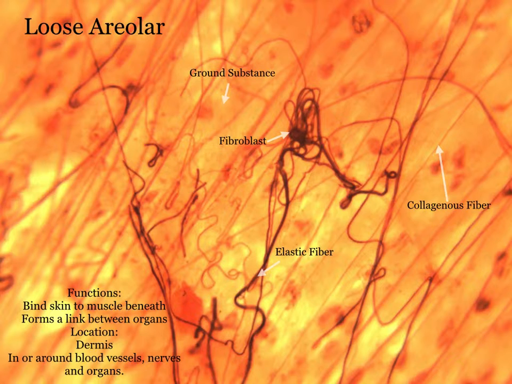Loose areolar tissue forms delicate thin membranes throughout the body. Loose areolar cells are separated by a gel-like ground substance that contains many elastic fibers. Loose areolar tissue binds the skin to underlying organs and fills the spaces between muscles.